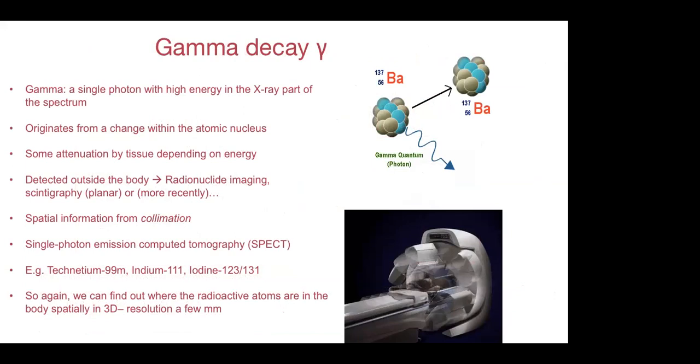We can do the same with gamma emitters. It doesn't have to be a positron emitter. The only difference really is that there's only a single photon emitted. It's emitted by the atom itself rather than an annihilation a few millimeters from the atom. And the spatial information comes from collimation rather than coincidence detection. But again, the point is that we can find out where the radioactive atoms are in the body spatially in 3 dimensions, again with a resolution of a few millimeters.